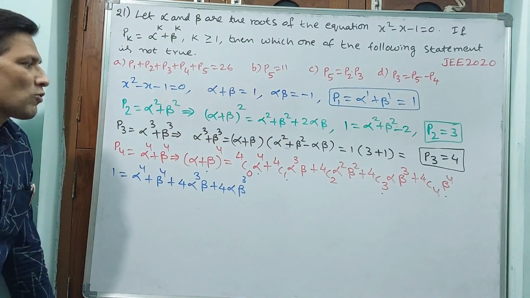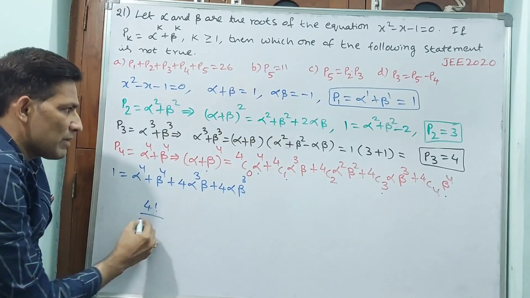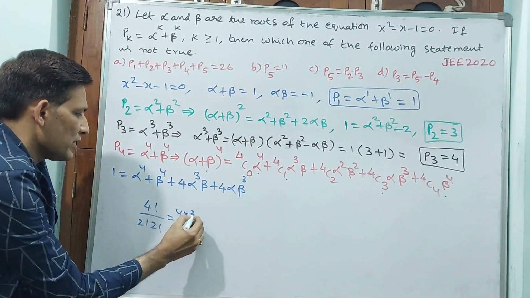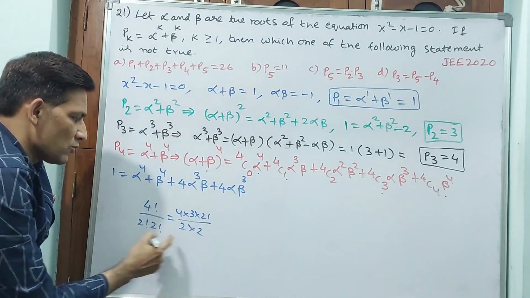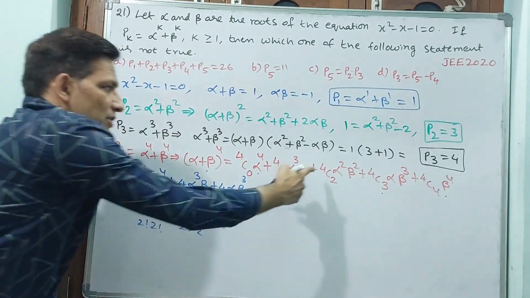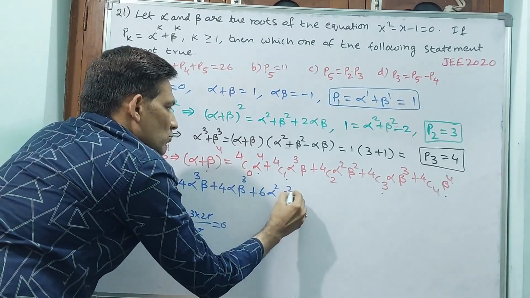Now 4C2 you have to find. 4C2, I think 6 will come. Why? Because 4 factorial over (4 minus 2) factorial into 2 factorial, that is equal to 4 into 3 into 2 factorial by 2 into 2 factorial, because 2 factorial is 2. Okay, 6 will come. That means this is plus 6 alpha square beta square.